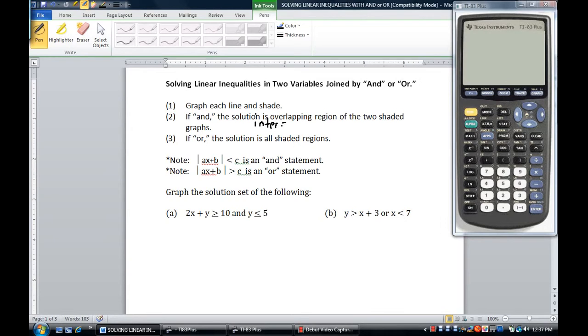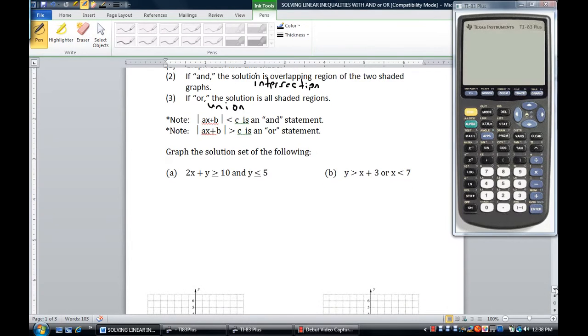intersection. And "or" is the same as union. Exact same thing. If you see those, that is what they mean. Now another note is if you have an absolute value equation with the less than, that's an "and" statement. Greater than is an "or" statement. So we're going to do some examples.